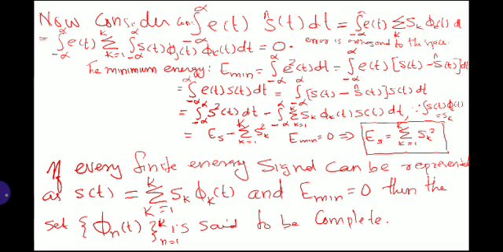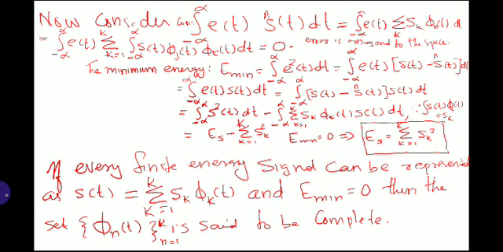Error is orthogonal to the k-dimensional space means that error is orthogonal to each of the individual k basis functions, phi 1 of t, phi 2 of t, etc., phi k of t. It's a very important inference. The error signal is orthogonal to each of the basis functions, phi 1 of t up to phi k of t. Error is orthogonal means that the projection of error onto those spaces is 0.